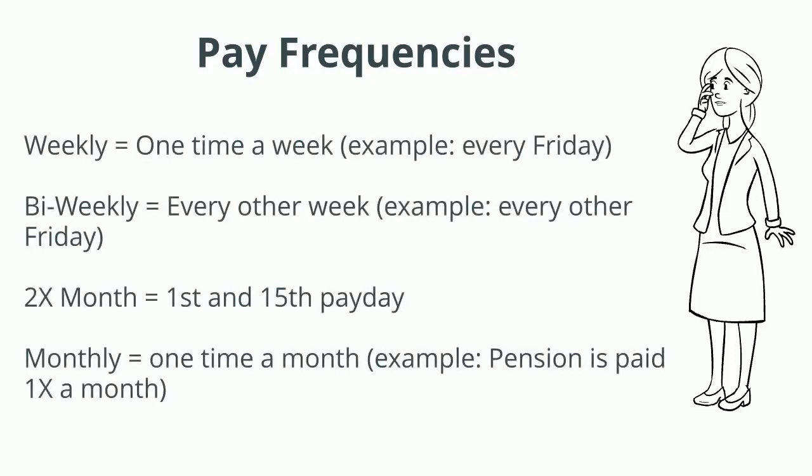Pay frequencies are how often a person gets paid. Weekly would be one time a week, so for example, every Friday. Bi-weekly is every other week, so every other Friday they get paid. Twice a month would be someone who gets paid on the 1st and the 15th, or the 15th and the last day of the month, and monthly they get paid one time a month.